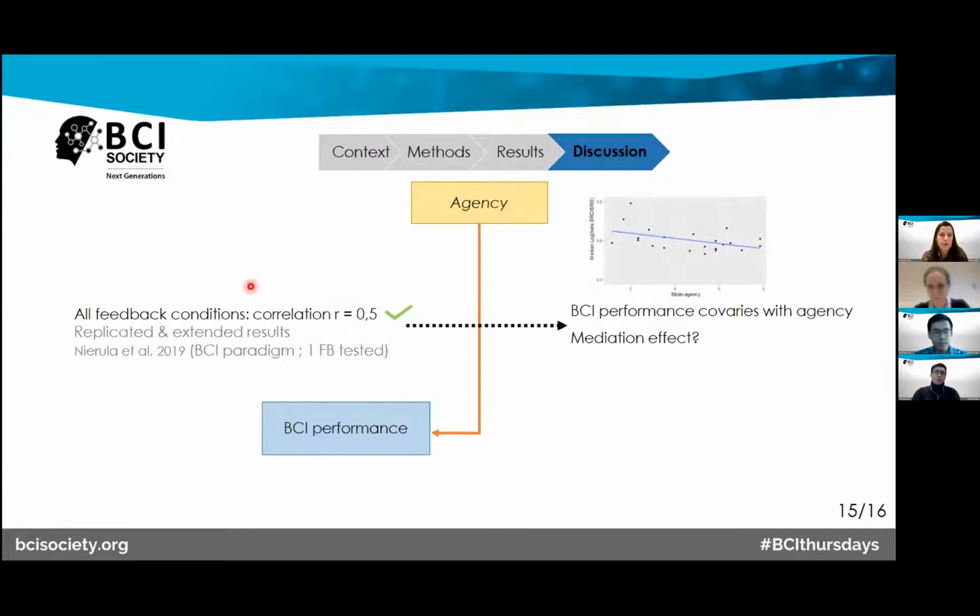Finally, we report a correlation between the BCI performance and the sense of agency. So this also replicates a previous study that showed the correlation between the alpha desynchronization and the agency of the participants. And it would be interesting for us to try to run mediation analysis in order to find out if, when you have a stronger sense of agency, this reinforces your performance, or is it when you have a better performance that it reinforces your sense of agency?